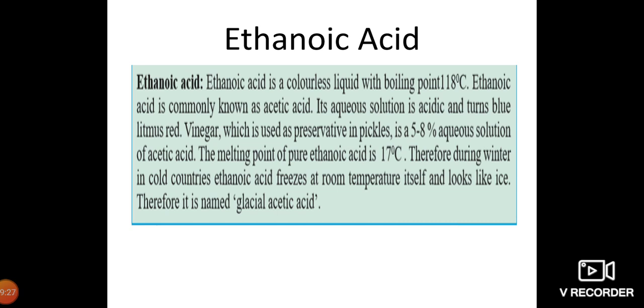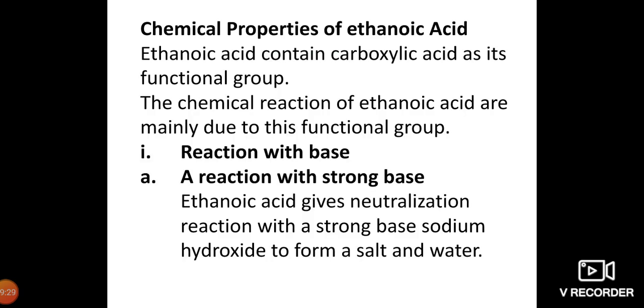Let us see the chemical properties of ethanoic acid. Ethanoic acid contains the carboxylic acid as a functional group. The chemical reactions of ethanoic acid are mainly due to this functional group. Let us see the first reaction, the reaction of ethanoic acid with a base. Ethanoic acid gives a neutralization reaction with a strong base, that is sodium hydroxide, to form salt and water.